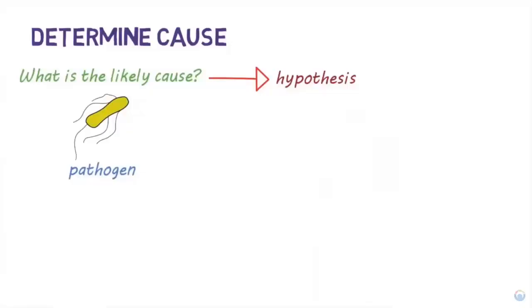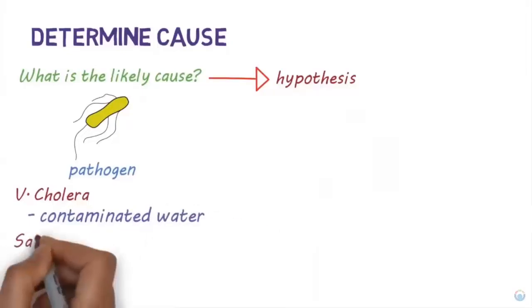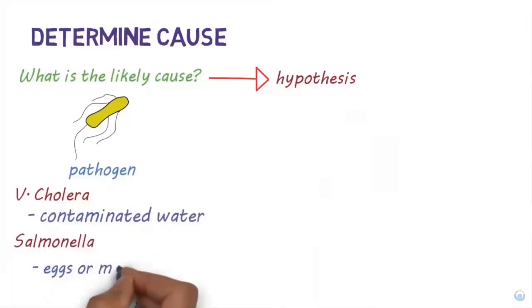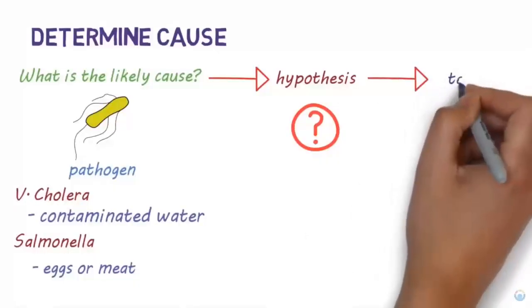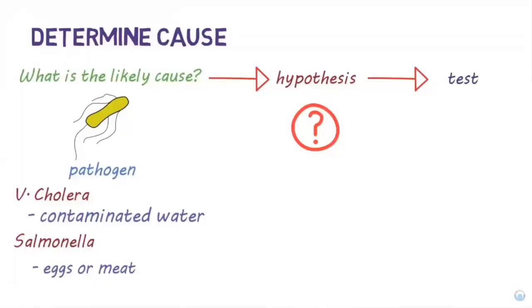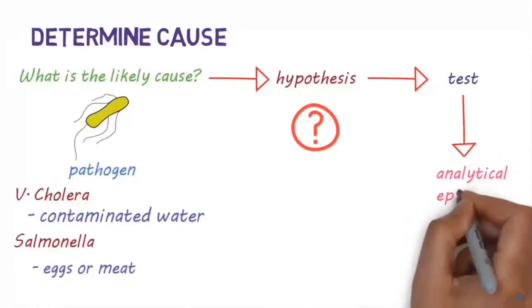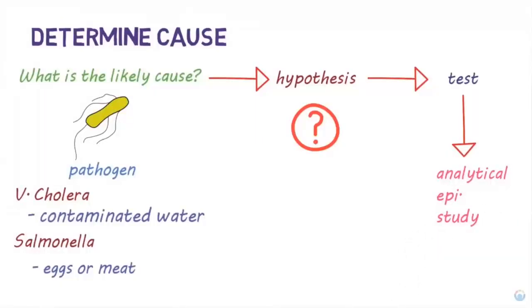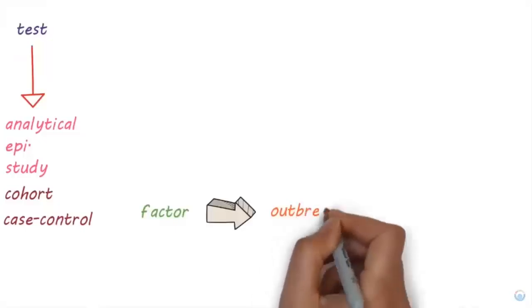For example, in an outbreak caused by cholera, investigators would look at contaminated water as the potential source of the outbreak. If it's a salmonella outbreak, it's likely due to contaminated eggs or meat products. If, however, it's not very clear, investigators need to test and confirm the hypothesis that was developed. This is usually done with an analytical epidemiological study. The two most commonly used types of analytical studies in outbreak investigations are cohort studies and case control studies. These studies can determine how likely it is that a certain factor is the cause of an outbreak.